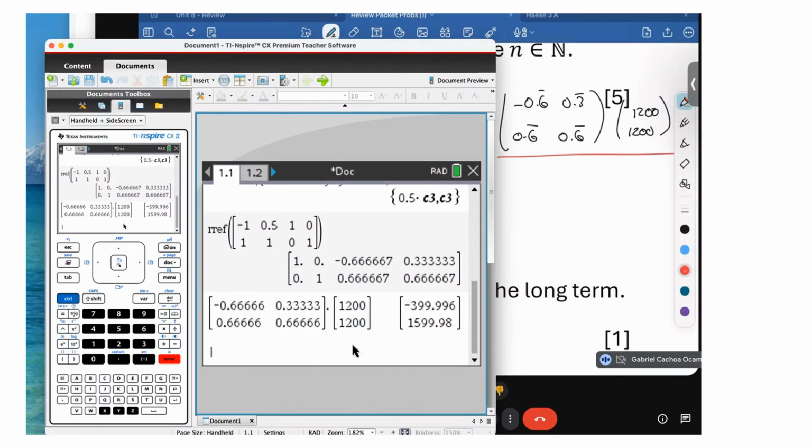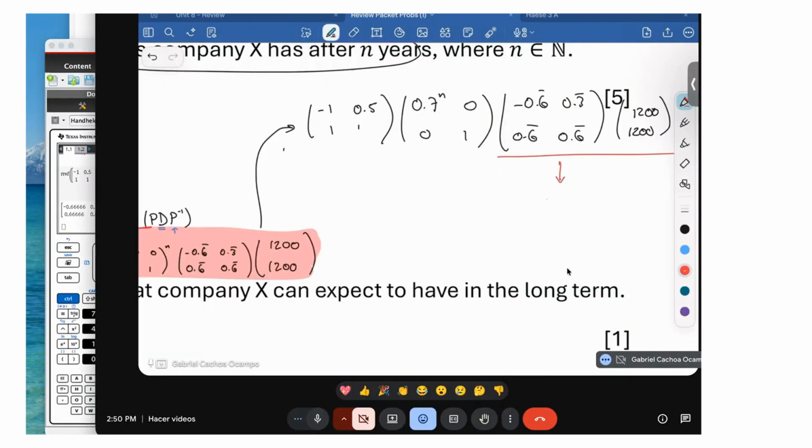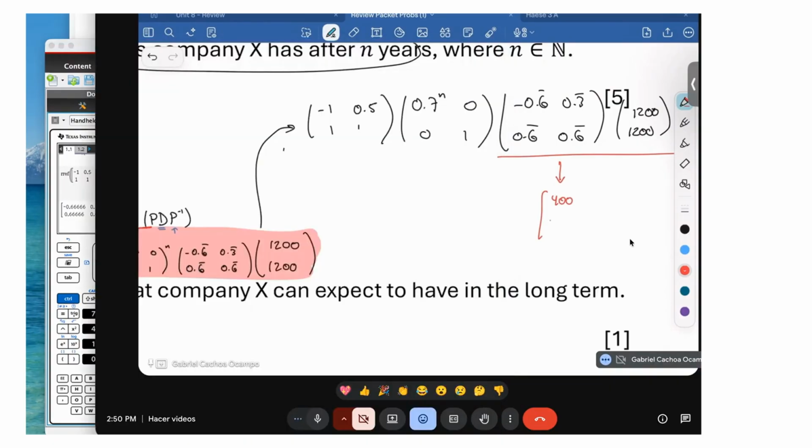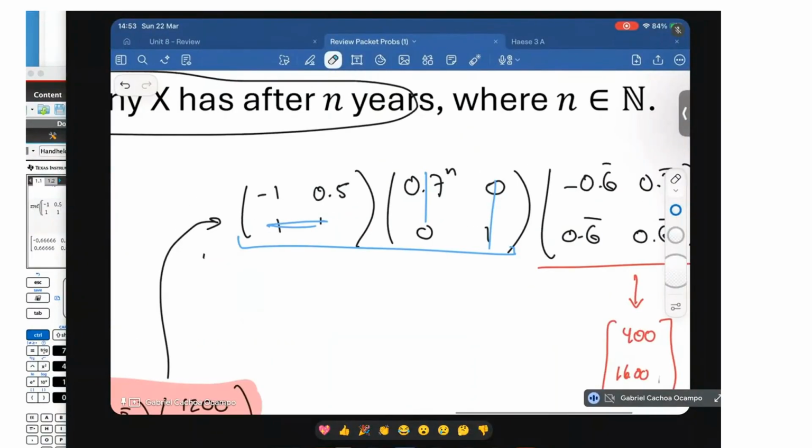Okay, let us round it, because why am I rounding here? Because I am not putting all the decimals of 6667. So this part of the multiplication is, let's say, 400 and 1600. Okay, and now let us do this part of the multiplication.